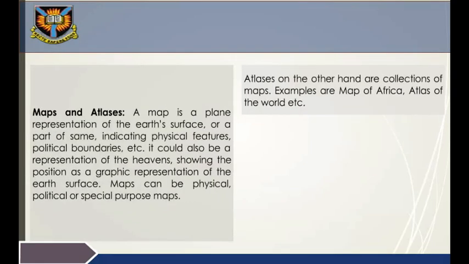Maps and atlases. A map is a plain representation of the Earth's surface or a part of same, indicating physical features, political boundaries, and so on. It could also be a representation of the heavens, showing the position as a graphic representation of the Earth's surface. Maps can be physical, political, or special purpose maps. Atlases, on the other hand, are collections of maps. Examples are Map of Africa, Atlas of the World, and so on.